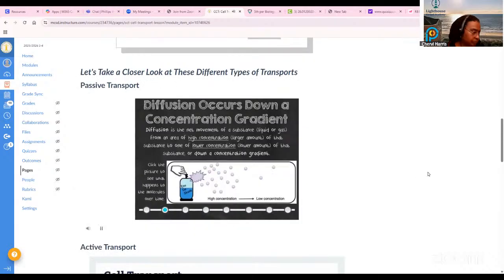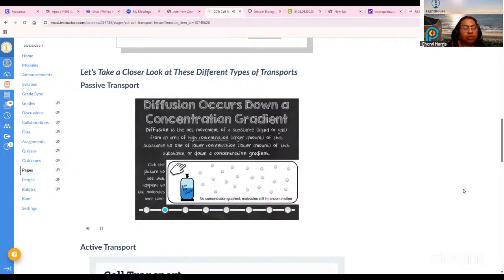Diffusion is the net movement of a substance from an area of high concentration of that substance to one of lower concentration of that substance, or down a concentration gradient. Click the picture to see what happens to the molecules over time. You've probably experienced this in a room when someone arrives freshly doused in perfume or cologne. Those nearest the perfume smell it first. Then eventually the smell permeates the air in the entire room, reaching equilibrium.